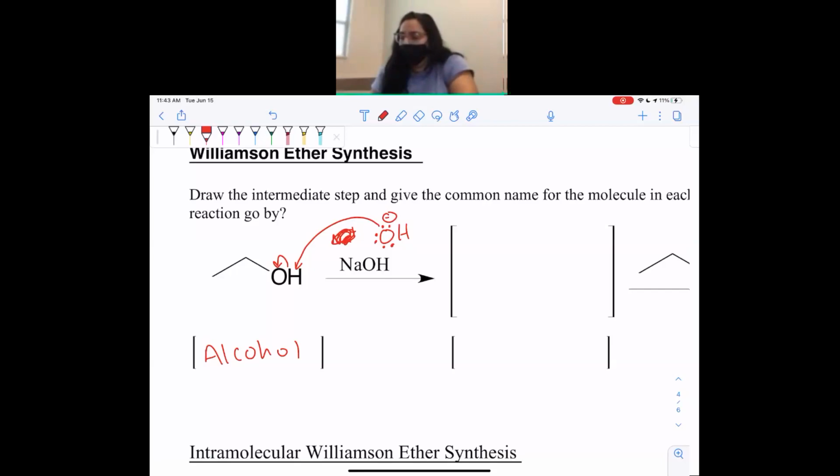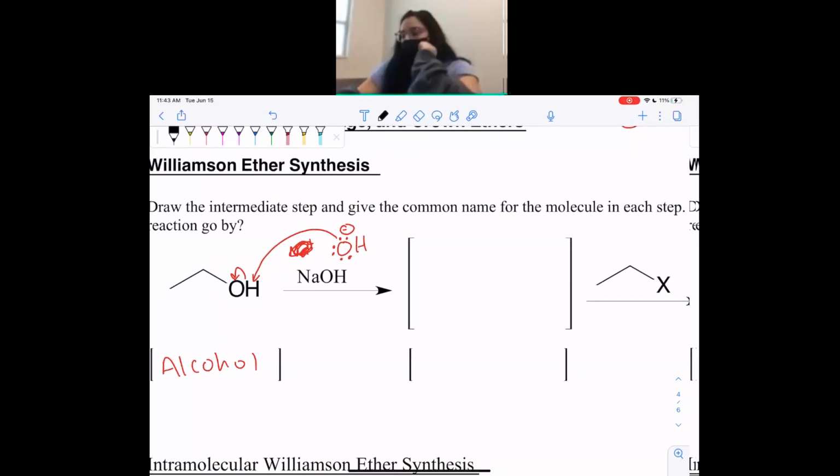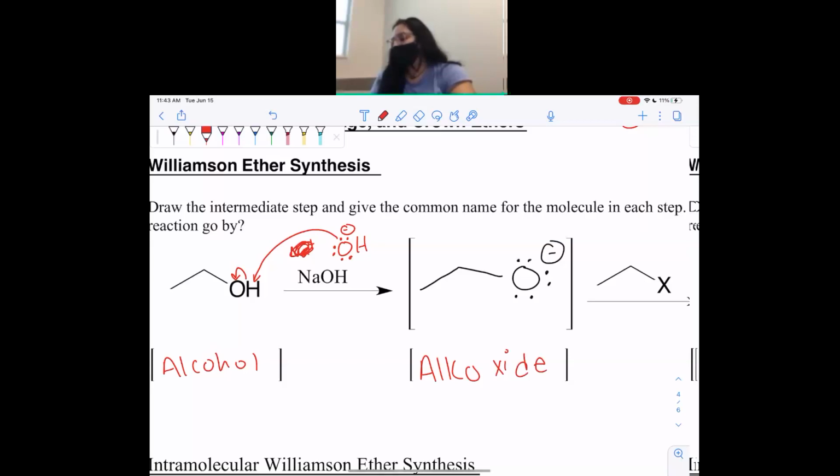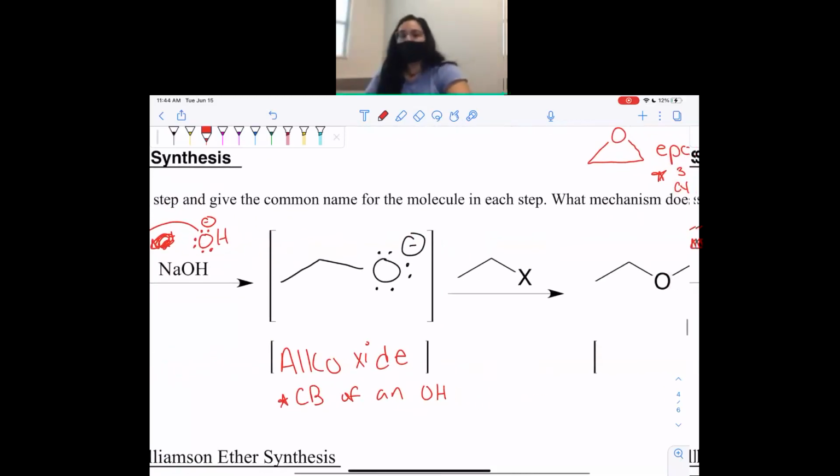All right, so once we steal the hydrogen, we give an extra pair of electrons to the oxygen. We give it a negative charge. So what is this molecule called? The alkoxide, exactly. And the alkoxide is essentially the conjugate base of an alcohol. Perfect. So once we have the alkoxide, we have this thing.